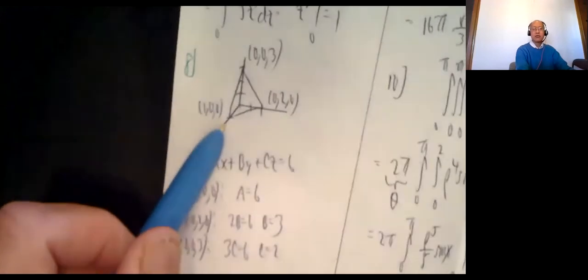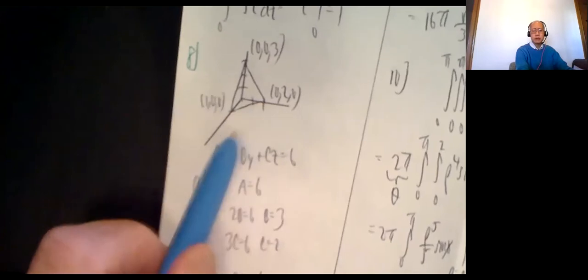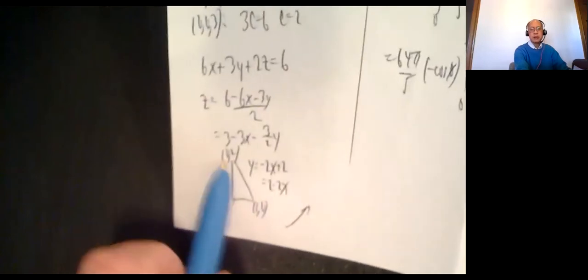So z is going from 0 to that. Now I need to analyze the xy plane. In the xy plane, this is the point (0, 2). That's the point (1, 0). So do your algebra. The slope is negative 2. Y-intercept is 2. That's y equals negative 2x plus 2, or 2 minus 2x, starting at 0.